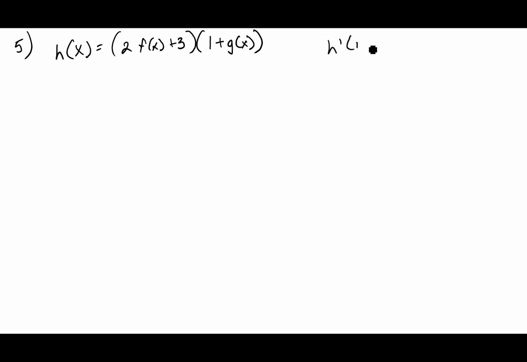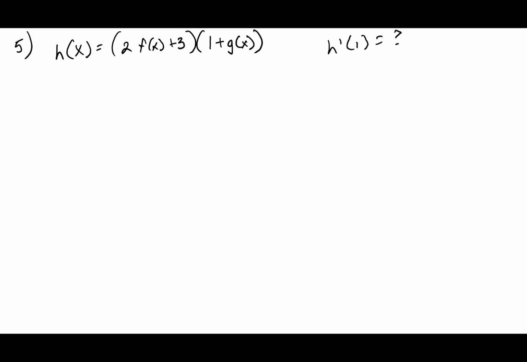The table above gives values of the differentiable functions f and g and their derivatives at x equaling 1. It says if h of x equals 2 times f of x plus 3, times 1 plus g of x, it wants us to figure out what h prime at 1 is.